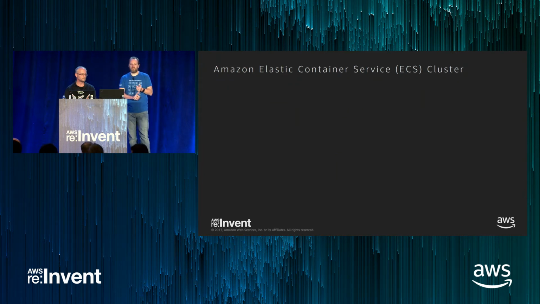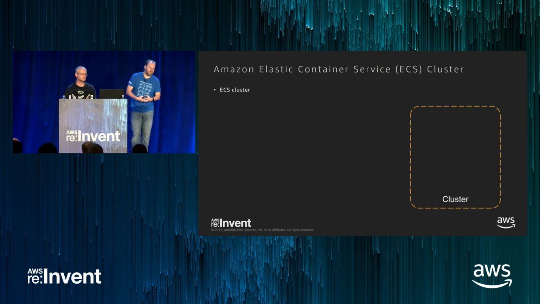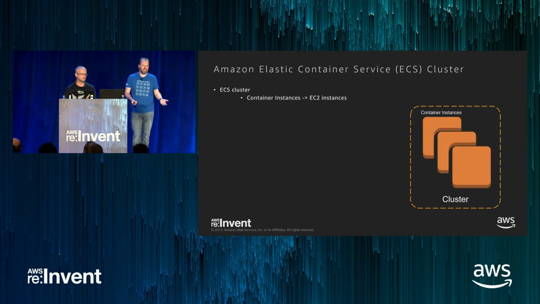Now, if you've never used ECS before, there are a few new resource types that you will come across. And the first is a cluster. A cluster is just the logical area where you want your work to happen. And it is usually made up of container instances, which are just EC2 instances, which will run all of your applications.